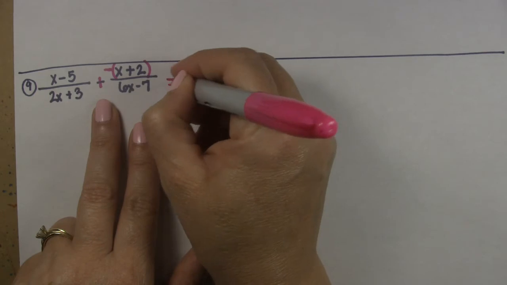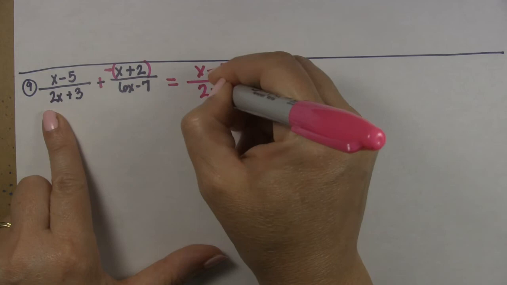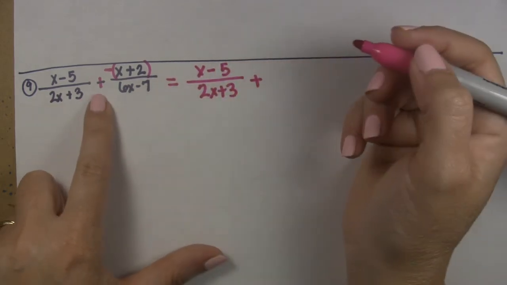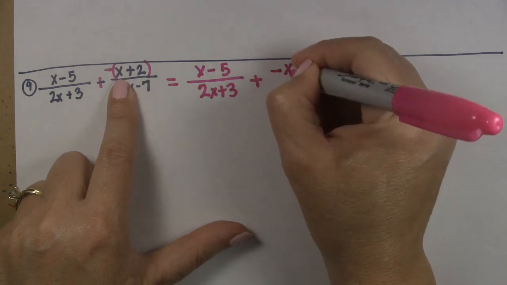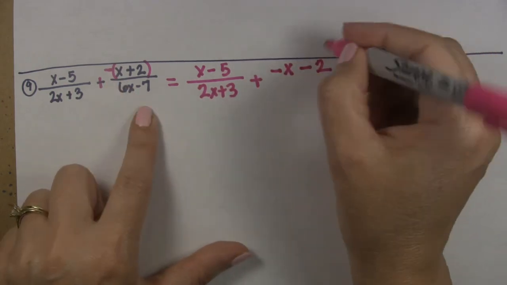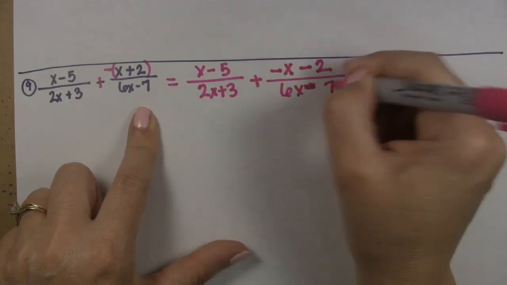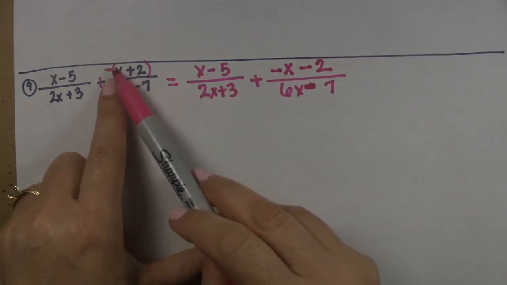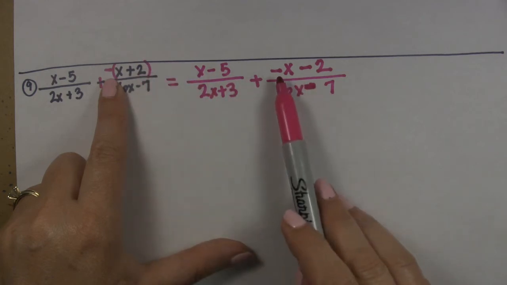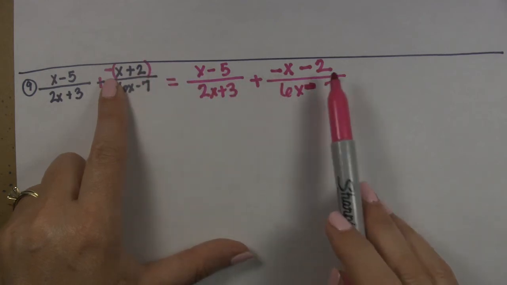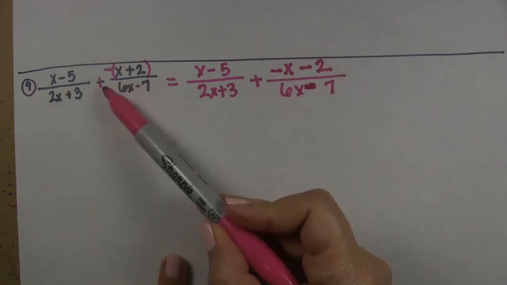So that means that I'm going to rewrite this first fraction, x minus 5 over 2x plus 3, plus now, and now, look, I'm going to change this a little bit, negative x minus 2 over 6x minus 7. So notice that I took my negative 1 here and I distributed it over both terms in that numerator. So I get negative x minus 2. This is the correct way to handle that negative sign.